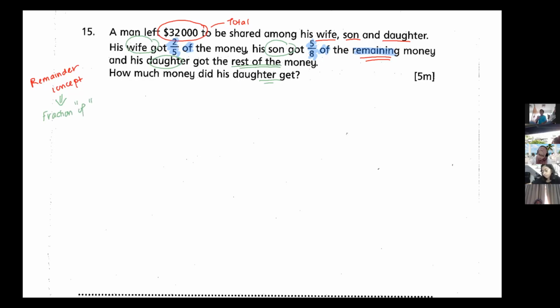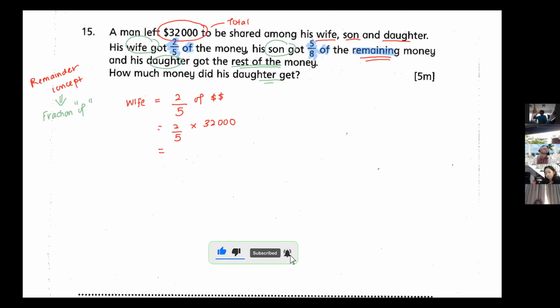So this is how we do it. First things first, we find out how much the wife received. The wife will be 2/5 of the money, so 2/5 times $32,000. You can cancel this and this. 32,000 divided by 5, you get this, then you times 2, you get 12,800. The wife received this much.